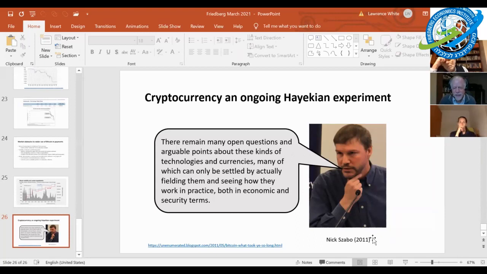But way back in 2011, when it was just getting off the ground, he said, look, there are lots of open questions which can only be settled by actually fielding them and seeing how they work in practice. And I think what we've seen over the last 10 years since he wrote that is Bitcoin has acquired a niche use as a way of transferring value that resists censorship. But it hasn't yet become widely accepted. And as long as central banks mind their business and keep inflation low, I won't expect Bitcoin to achieve status as a widely accepted medium of exchange.